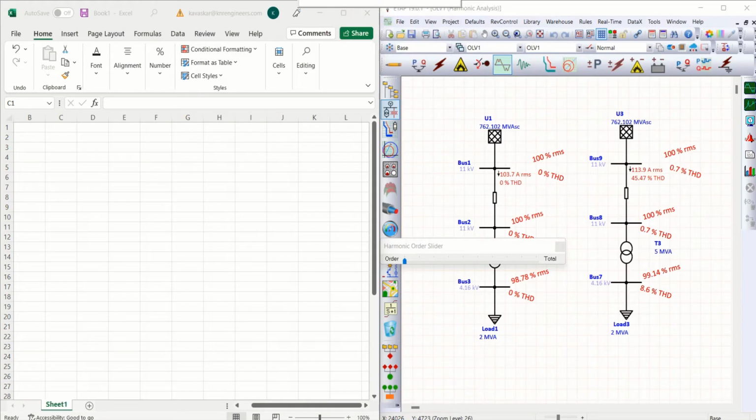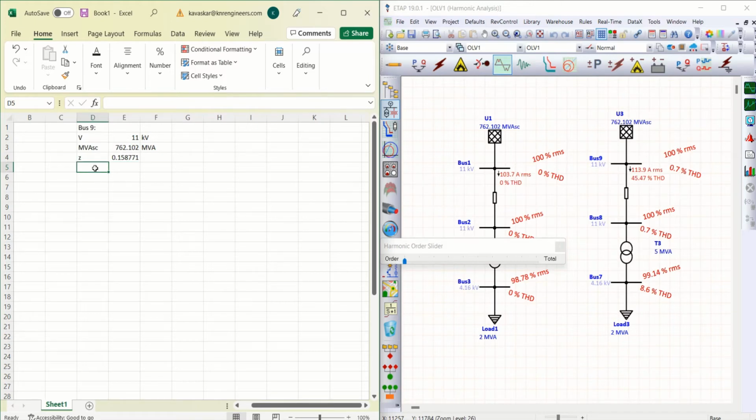In order to cross check this value, I'm taking one Excel sheet. I want to calculate THD at bus number 9. Let me take bus 9 here. What is the voltage level V at bus number 9? 11 kV. What is the MVAC value? We got 762.102, in fact, the MVA value. So in order to calculate impedance, we can calculate it in this fashion: kV square divided by the MVAC value here. So I got this number.